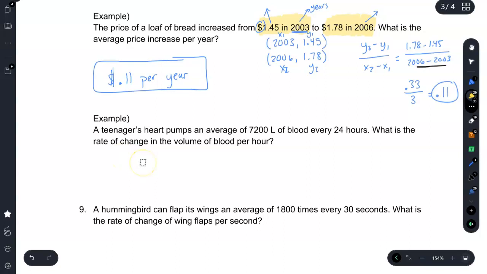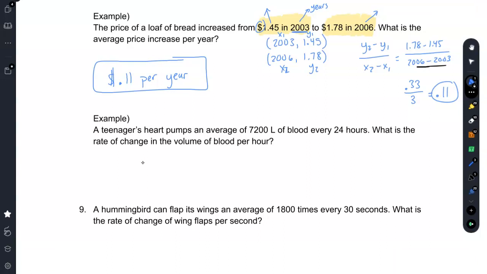In the next example, a teenager's heart pumps on an average of 7,200 liters of blood every 24 hours. What is the rate of change in volume of blood per hour? So I could think of this as 0, 0 as my initial value, or I could just take the volume of blood and divide it by 24 hours. And now I just want to reduce that fraction or turn that into a decimal. 7,200 divided by 24 gives me 300 liters per hour.